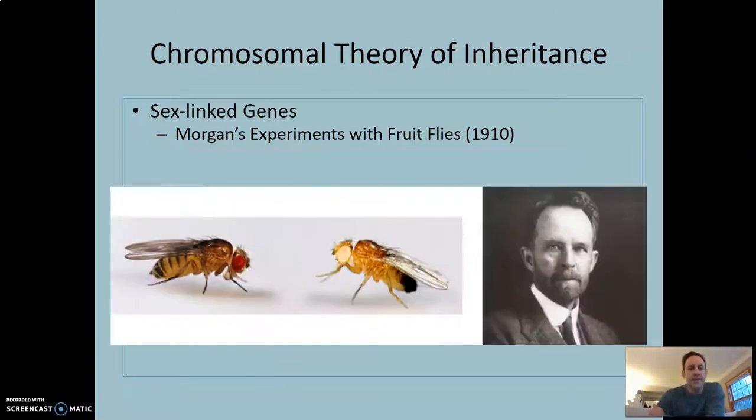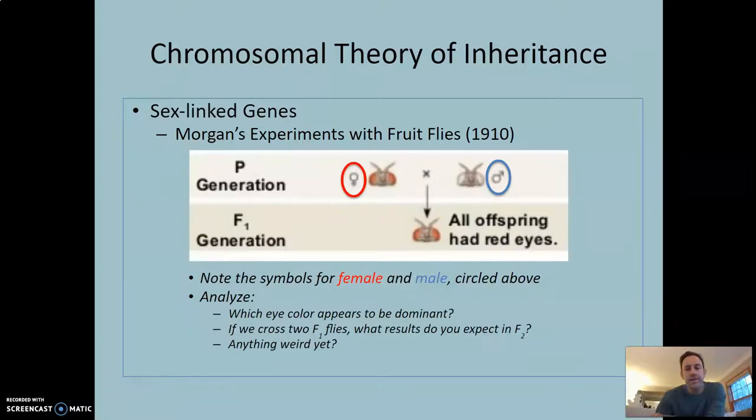So here's what Morgan did. You'll notice that he had different variants. There were some fruit flies that he noticed had red eyes, and then other fruit flies that had white eyes. And he would hunt for these little variations in phenotype so that he could do crosses with them. So he said, all right, let's try it. So he took a red-eyed female and crossed it with white-eyed males. So red-eyed females, white-eyed males.